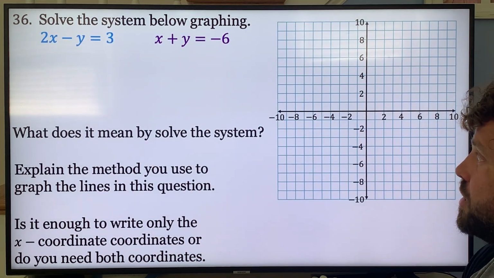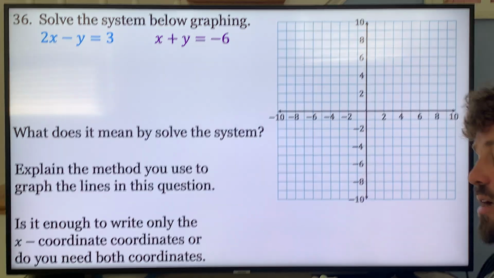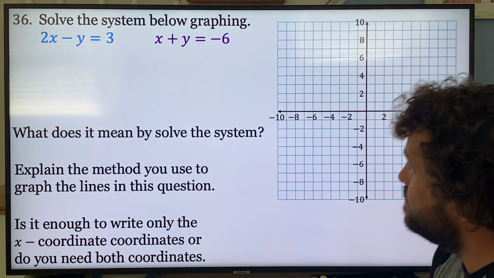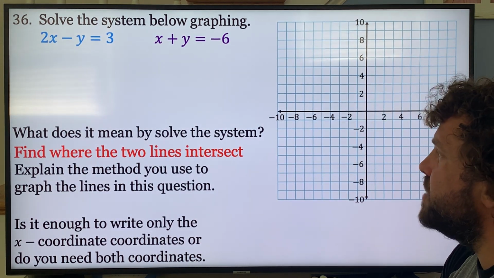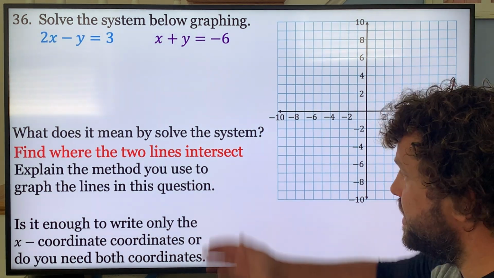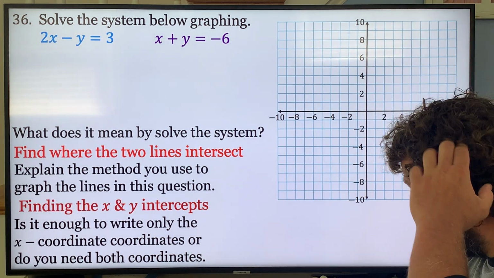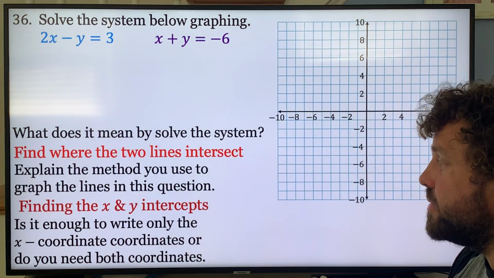36. Solve the system below by graphing. Now, you can do this by linear combinations, but they ask you to do it by graphing. So, that means when the 2 lines intersect, that's how you solve the system. What method are we going to use? We're going to use finding the x and y intercepts. All right, then we're going to draw graphs.